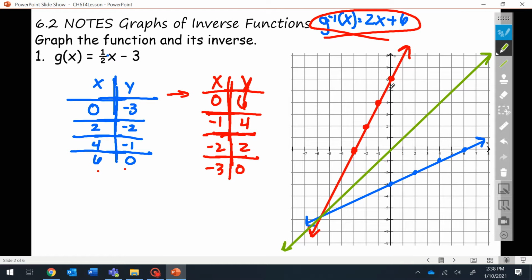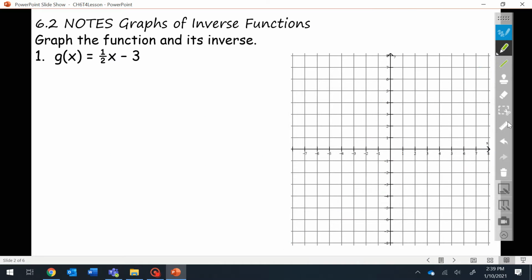And that's what it means for them to be inverses, that they're reflections across this diagonal line. This is the line y equals x. Every ordered pair on this line is the same: 1, 1, 2, 2, 3, 3, 4, 4. So these are reflections across this line here, and that's what it means for these to be inverse functions. They reflect across this green line.